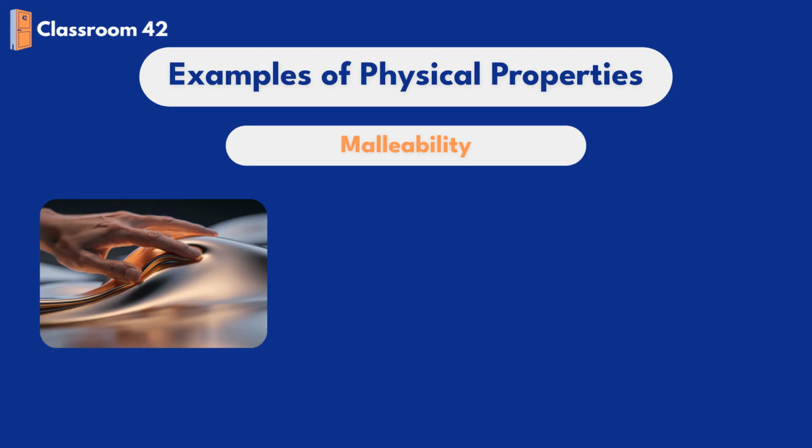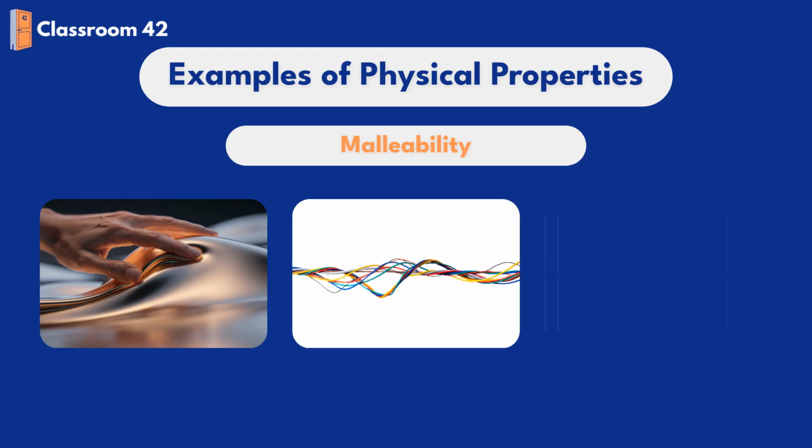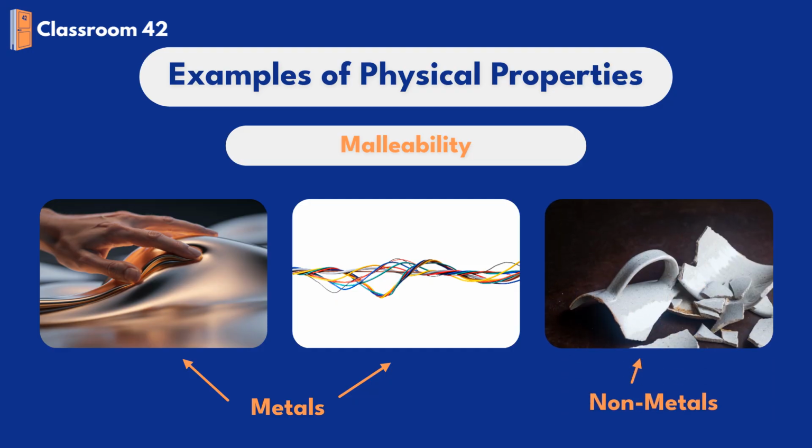Malleability means a material can be hammered into shape, and ductility means it can be drawn into wires. Metals are usually malleable and ductile, while non-metals are often brittle, which means they break easily rather than bend.